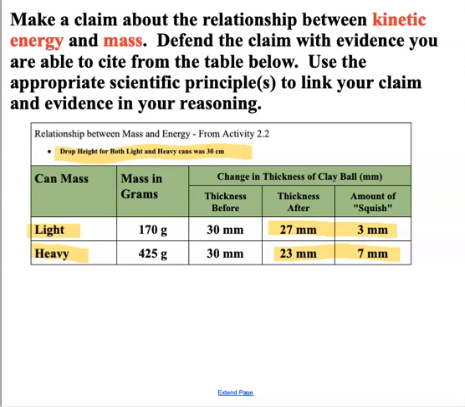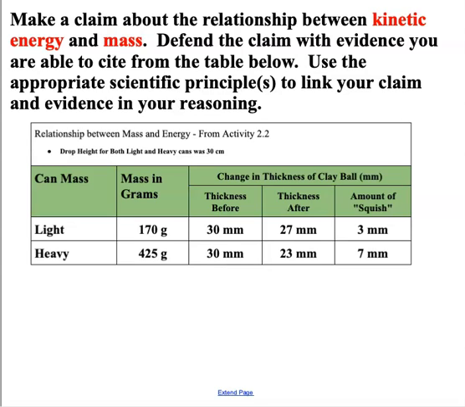So you can see that there is definitely a relationship between energy, kinetic energy, and mass. You just have to tell me what that relationship is. And I'm not going to give you the answer here. You have to figure that out on your own. And we've gone over it in class because we did the lab.